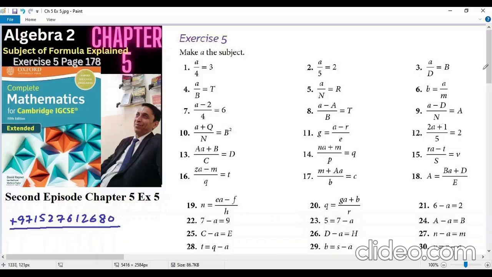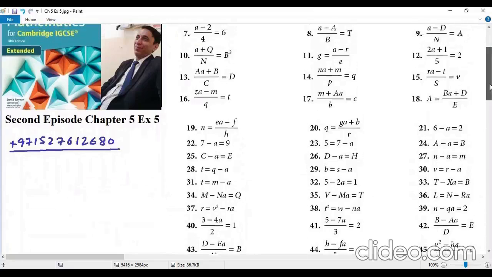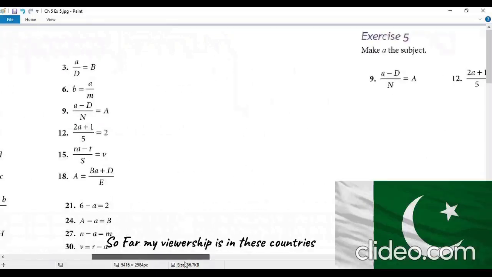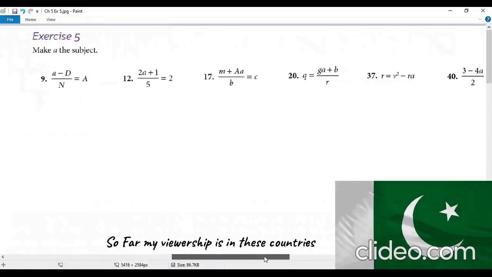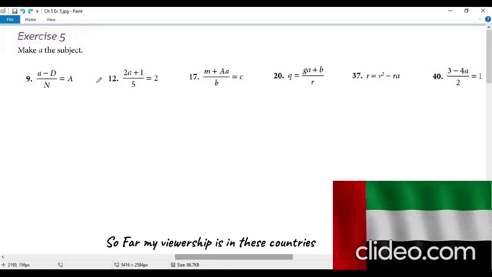So there are 50 questions in exercise 5, something like this, and I have selected some questions in which you are going to find the subject of the formula. The subject of the formula is going to be small a. There is a big difference between capital and small, so be careful about that. At the moment, capital A is on the other side of the equal sign. We want small a to be on one side. Let's see how to do it.